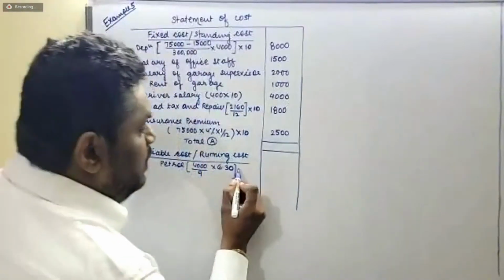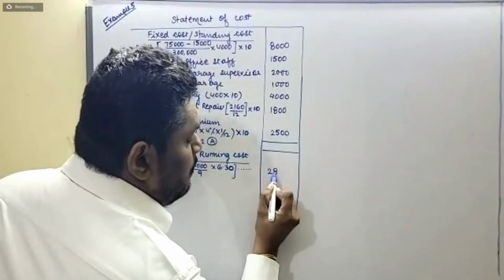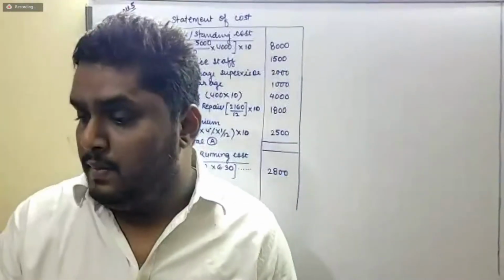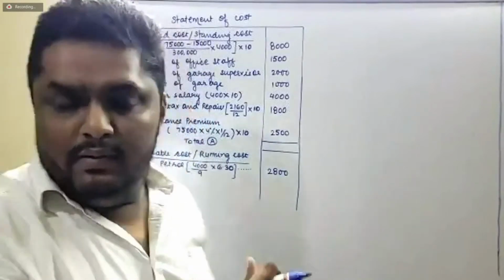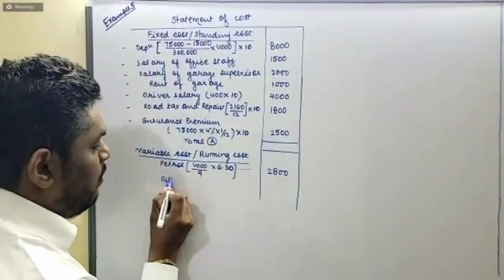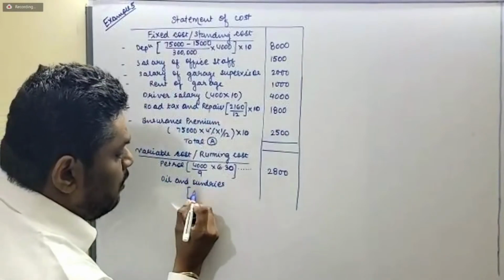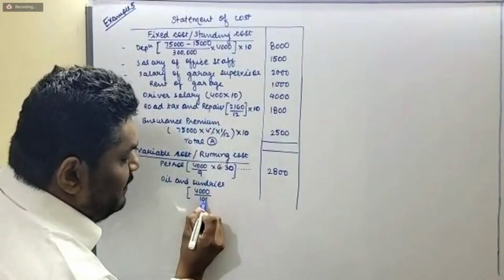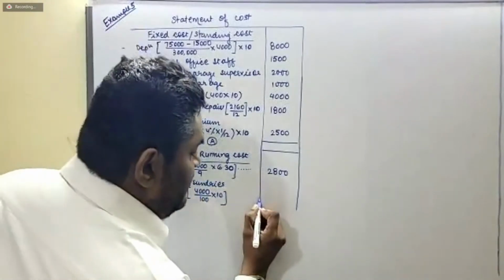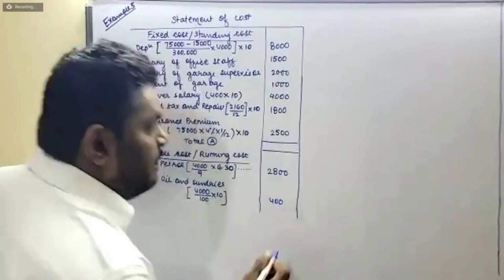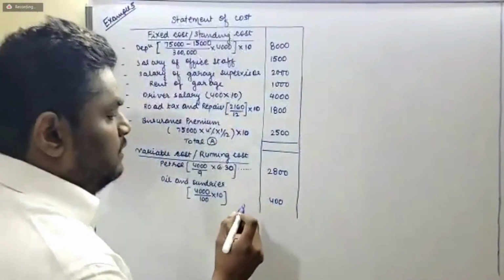So this is the cost of petrol, that is 2,800. Apart from this, oil and other sundries amounting to rupees 10 per 100 kilometers. For every 100 kilometers, it is 10. So this will be rupees 400. So this is all about cost.